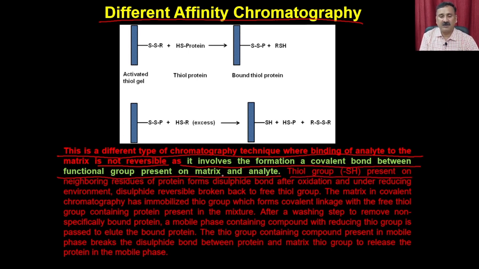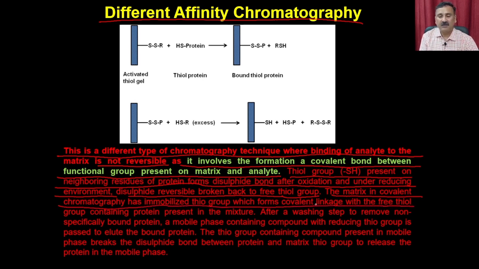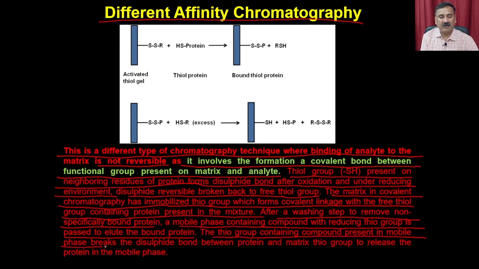The thiol groups present on neighboring residues of a protein form a disulfide bond after oxidation, and under reducing environment, the disulfide breaks back to the free thiol. The matrix in covalent chromatography has immobilized thiol groups, which form a covalent linkage with the free thiol groups of the protein. After a washing step to remove the non-specifically bound protein, a mobile phase containing a compound with a reducing thiol group is passed to elute the bound protein. The thiol-containing compound in the mobile phase breaks the disulfide bond between the protein and the matrix thiol group to release the protein in the mobile phase.